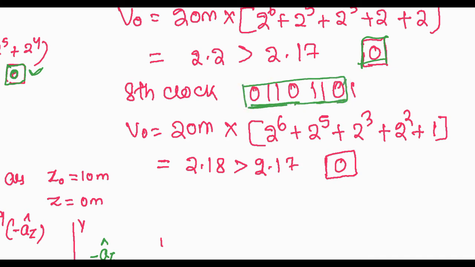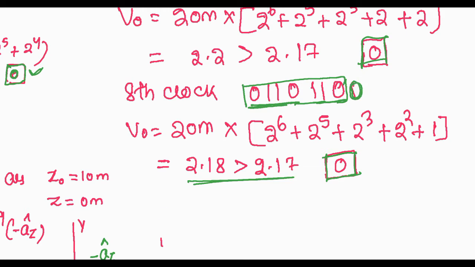We have only the last part remaining, and we will take it to be 1 and check what the value is. If we take it to be 1, 20 milli into 2 to the power 6 plus 2 to the power 5 plus 2 to the power 3 plus 2 to the power 2 plus 1. Now what is the result? 2.18, which is greater than 2.17. So this will be 0 as this is greater. So this value we are getting to be 0.